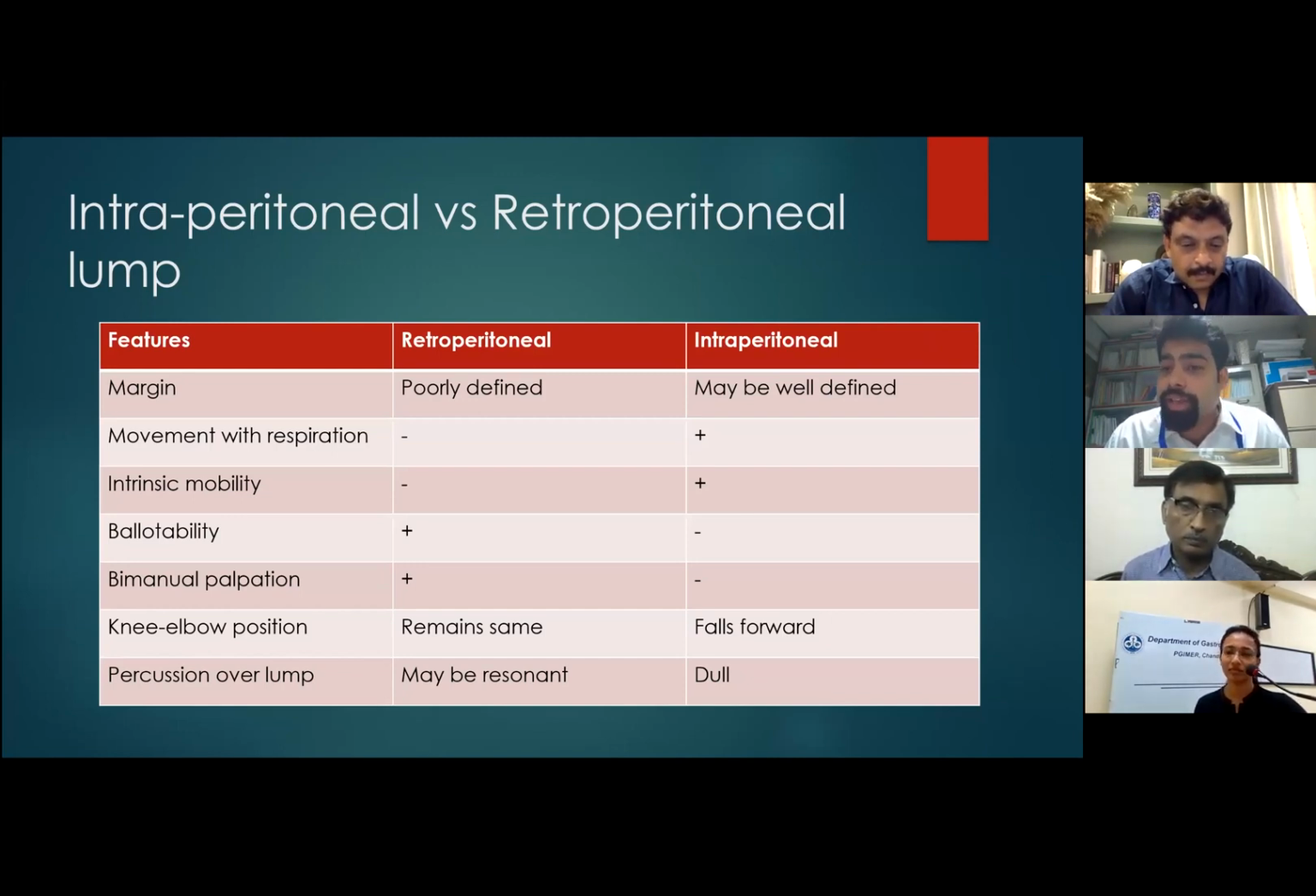Retroperitoneal are usually resonant because there's sometimes small bowel overlying this, and intraperitoneal are usually dull. So again, I would like to emphasize these are not gospel truths. I have taken these from the S. Das, and you need to consider a number of factors together. Just based on one point, you cannot make a differentiation.